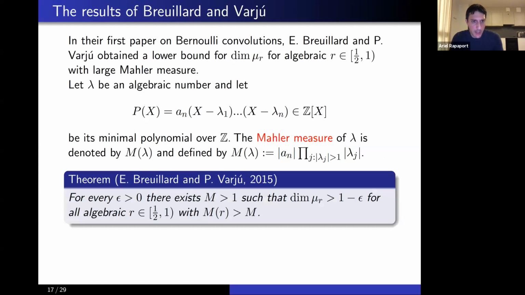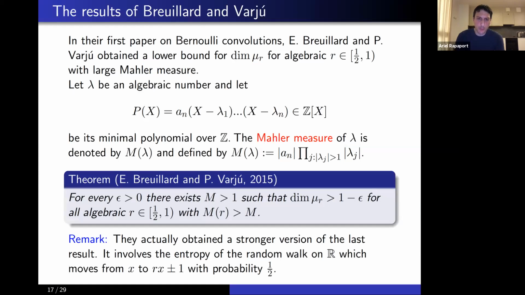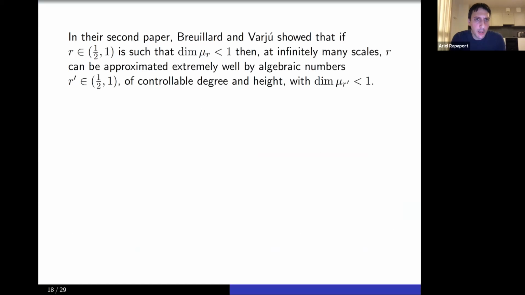Their first result says the following: for every epsilon, there exists M such that the dimension of mu r is at least 1 minus epsilon for every algebraic number r in the relevant interval whose Mahler measure is greater than M. Stated differently, for algebraic numbers in this interval with a large Mahler measure, the dimension is close to 1. They actually prove a stronger result, which involves a quantity called the random walk entropy for a certain random walk. But for the purpose of this talk, this version is sufficient, and I wanted to avoid defining the random walk entropy. So let me move on to the second result.